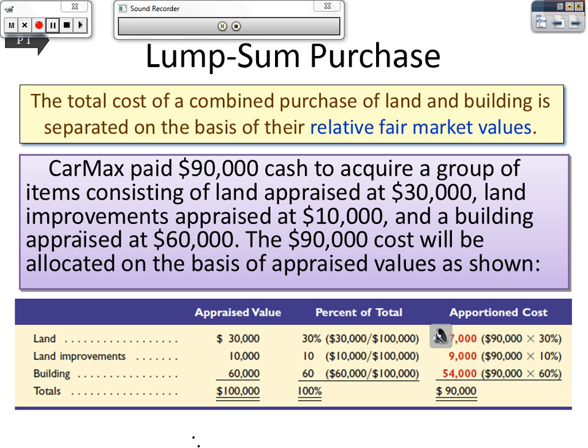at 100,000, even though we know we paid how much? 90. We only paid 90, but it appraised at 10,000 over what was paid. So what they're saying is percent of total. We know that it's worth 100,000. 30,000 of that 100,000 is 30%, and the apportioned cost is basically you taking that full 90,000 that we paid for all three items and multiplying by its percent to get the apportioned cost.